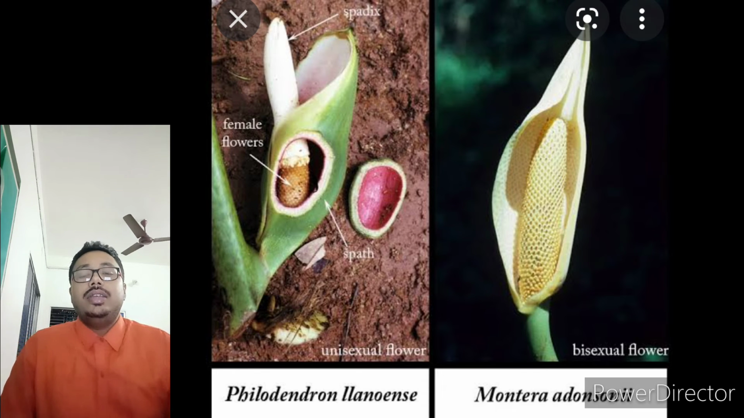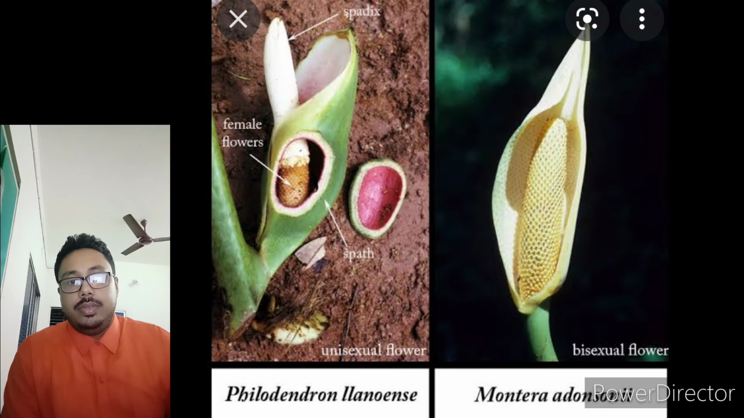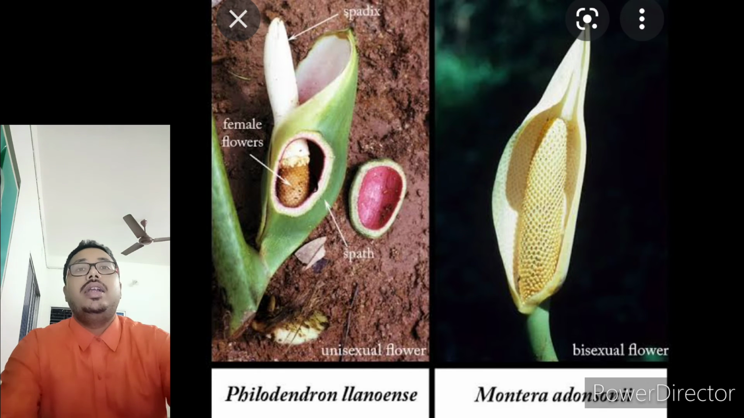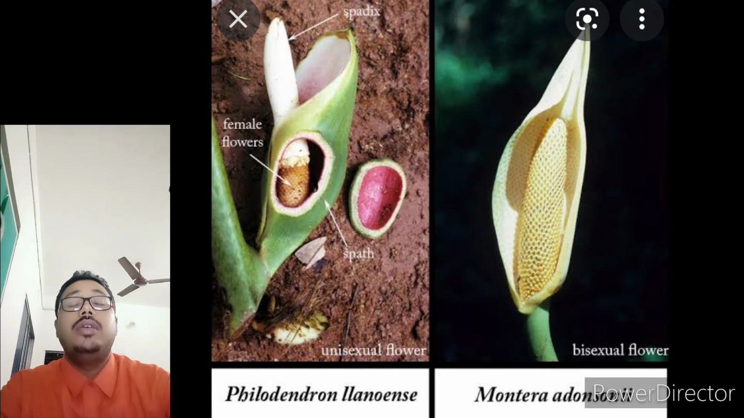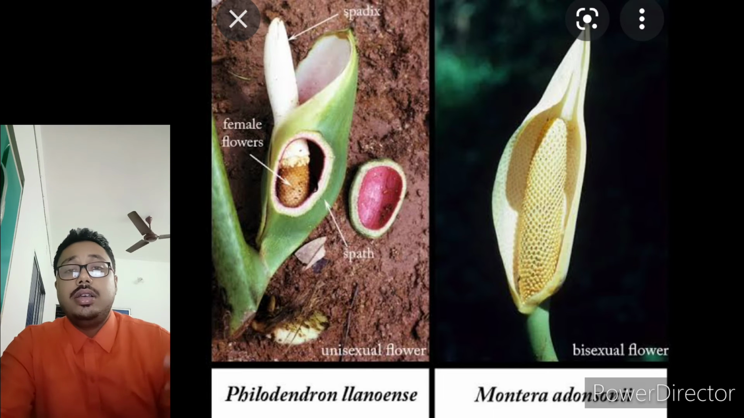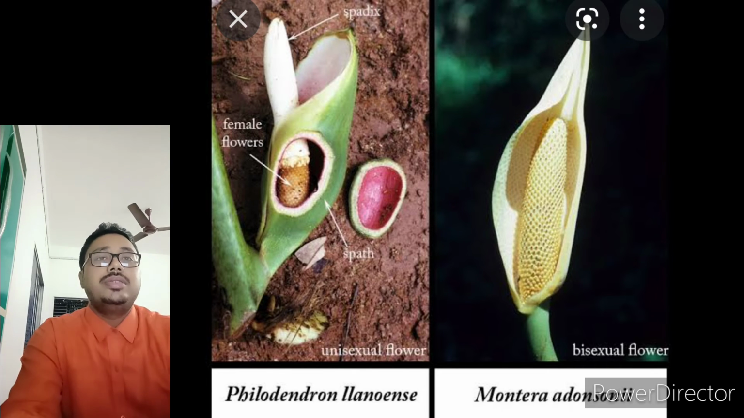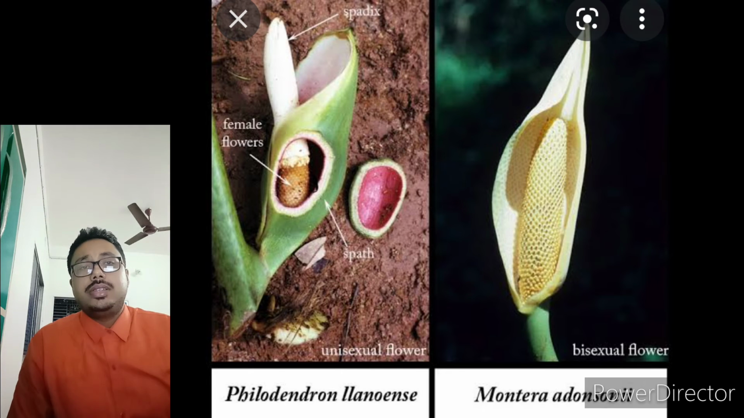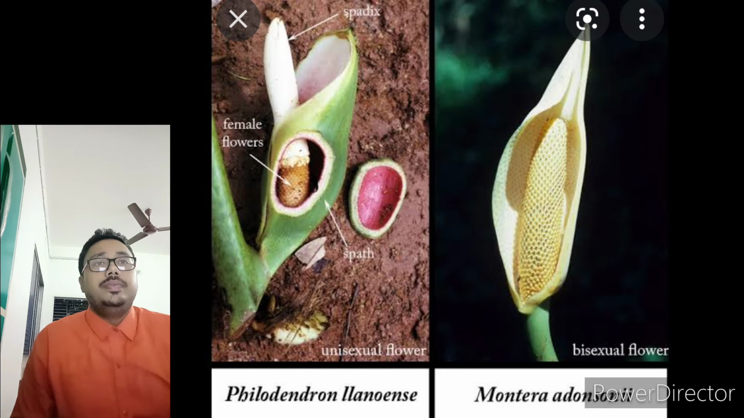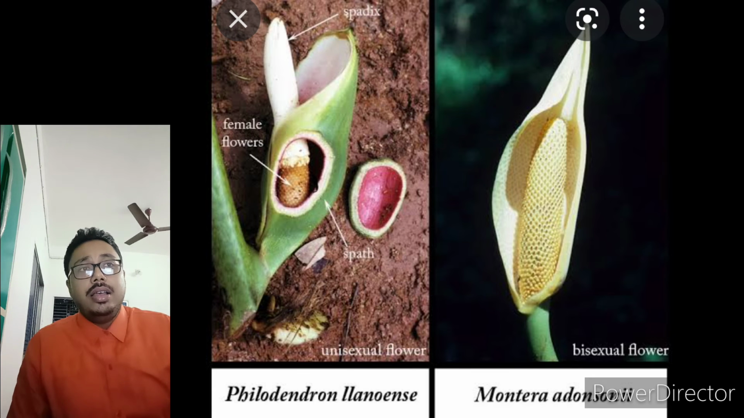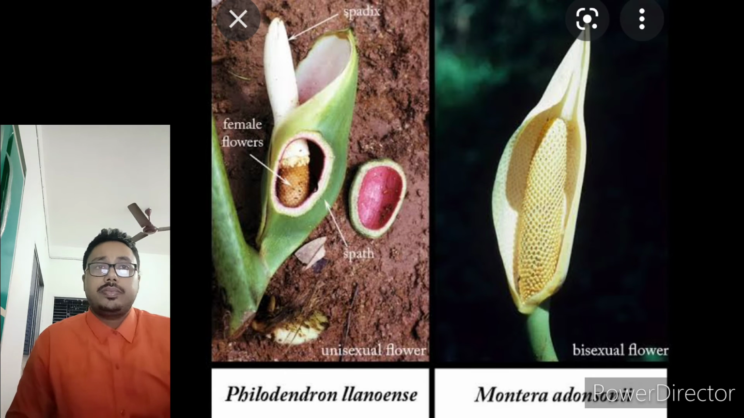So the male part is called stamen and the female part is called the carpel or the pistil. Carpel or pistil have stigma, style and ovary.